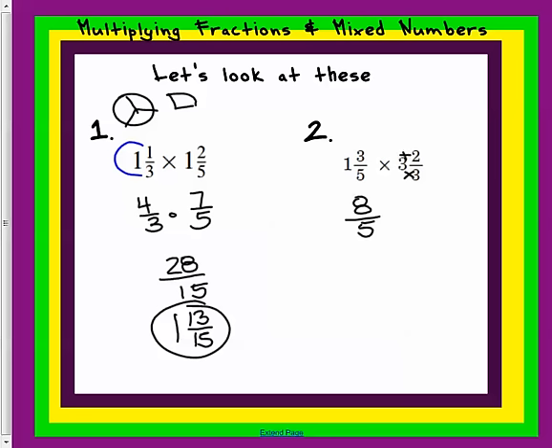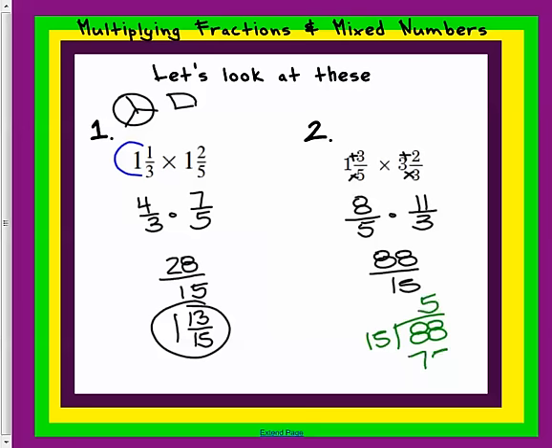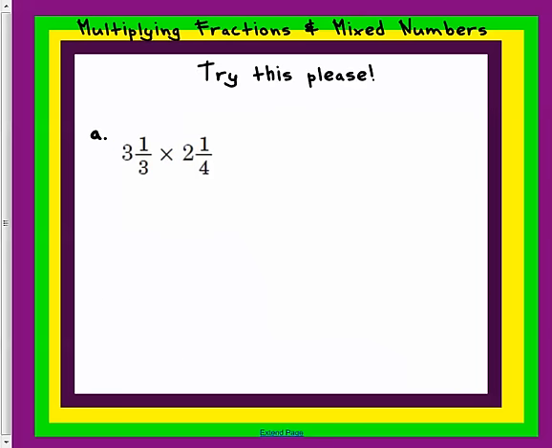Over here, 1 times 5 is 5, plus 3 is 8, so 8/5. 3 times 3 plus 2 is 9, plus 2 is 11, so 11/3. Can I simplify? Nope. 8 doesn't go with 5 or with 3, and 11 doesn't go with 3 or 5 because those are all prime. So 8 times 11 is 88 divided by 15. 15 goes into 88 5 times, which is 75. So I've got 13 left over, so 5 and 13/15, and that can't be simplified. You try this one, and I'll be back in just a second to show you what I did.